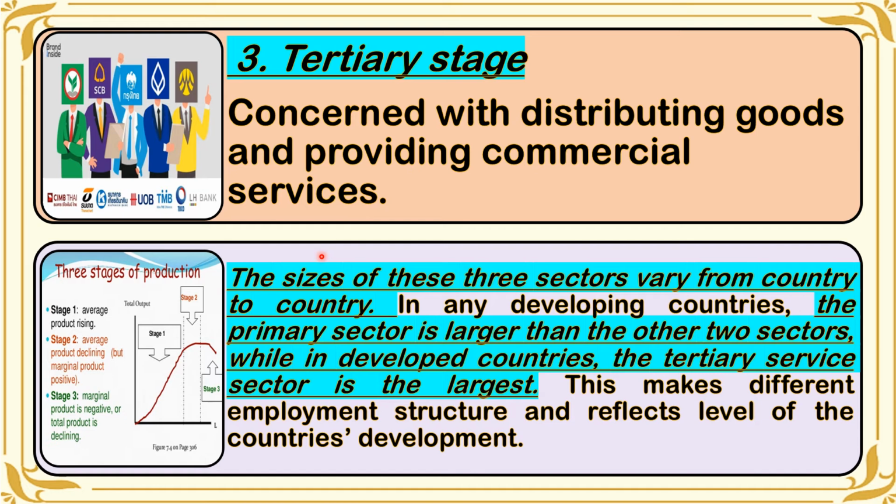Next, the sizes of these three sectors vary from country to country. Of course, class, if your country is a developing country, the primary sector is larger than the other two sectors, while in developed countries like Thailand, the tertiary service sector is the largest because most of the people in here finish their education. So this makes different employment structure and reflects level of country's development. So comparing Laos and Thailand, it's very much different. We all know that Thailand is very much more developed than that of Laos and even Cambodia.